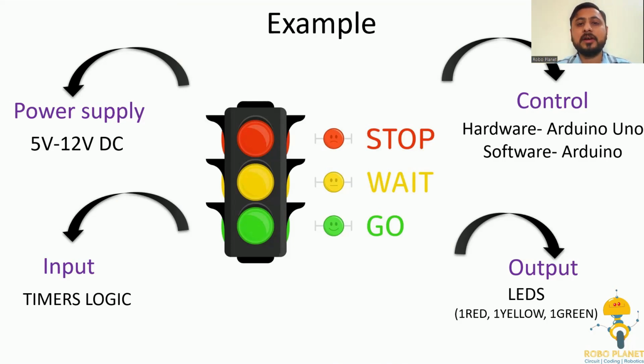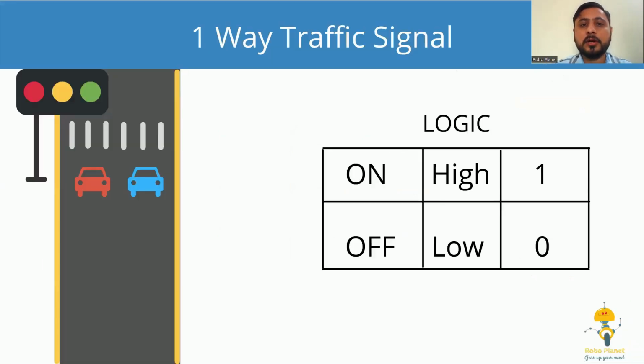So let's have the demonstration of the traffic signal. A traffic signal consists of a power supply, a control system, that is the controller, one input and one output. So here I am telling you this is STEM, right? Science, technology, engineering and mathematics. So now we are going to make a one-way traffic signal control system.